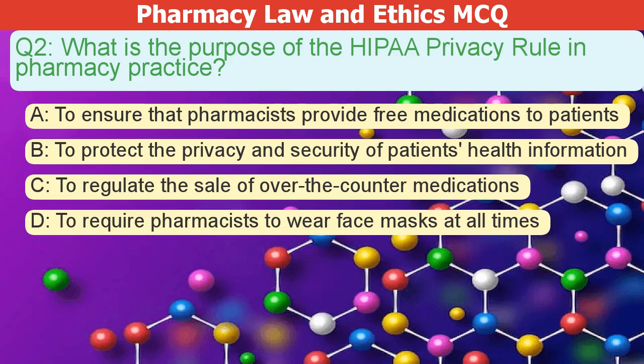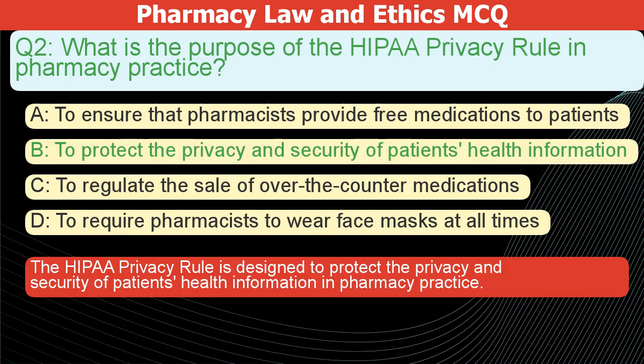States. What is the purpose of the HIPAA privacy rule in pharmacy practice? A. To ensure that pharmacists provide free medications to patients. B. To protect the privacy and security of patients' health information. C. To regulate the sale of over-the-counter medications. D. To require pharmacists to wear face masks at all times. The correct answer is B. The HIPAA privacy rule protects the privacy and security of patient health information in pharmacy practice.